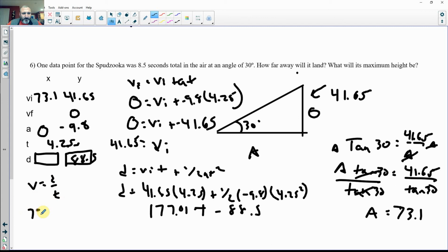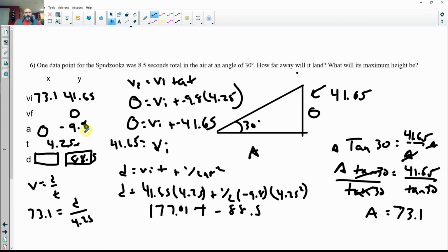So 73.1 equals D, which I don't know, over 4.25 seconds. Cross multiply 4.25 times 73.1. That is 310.675 meters. But we're not done.